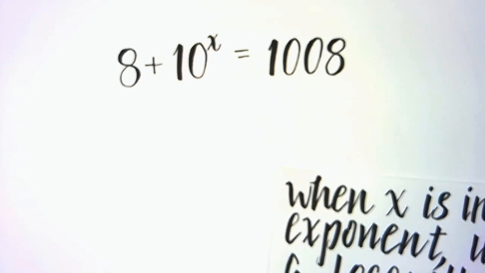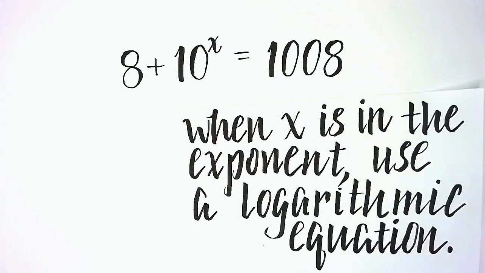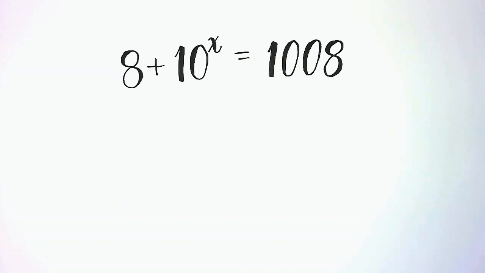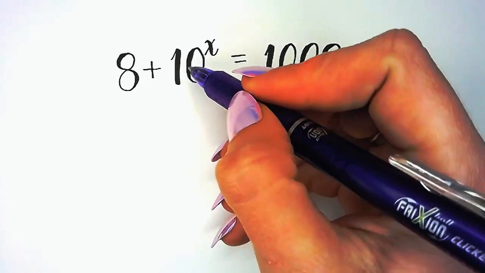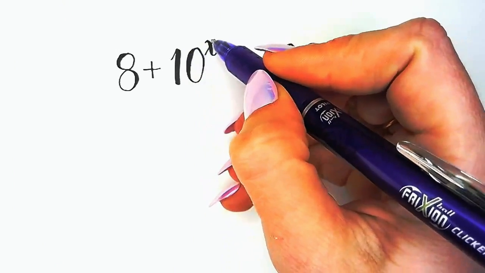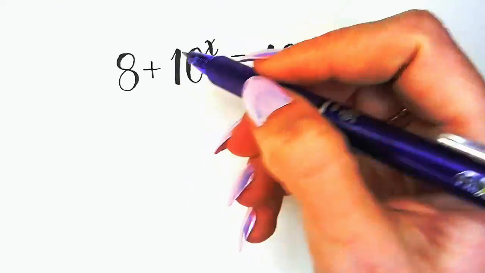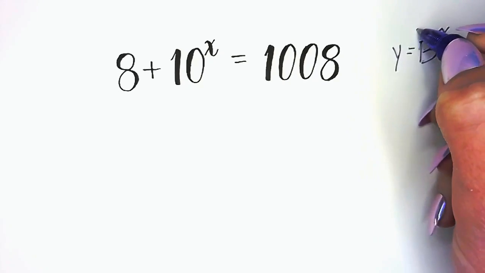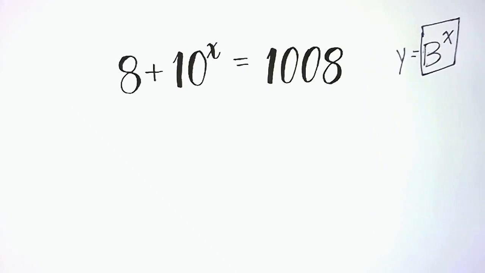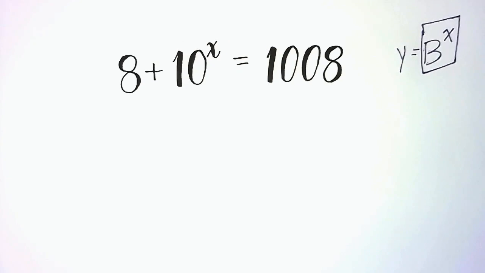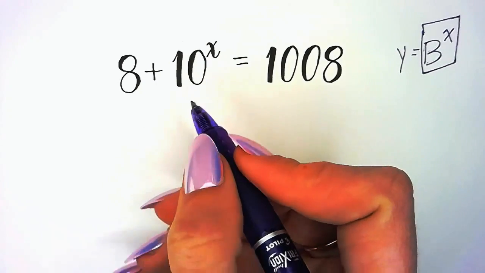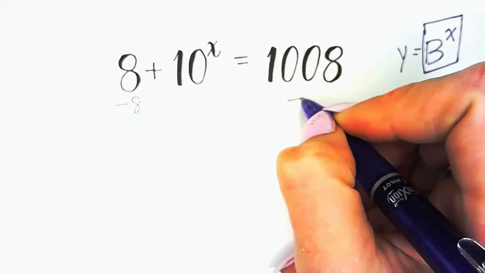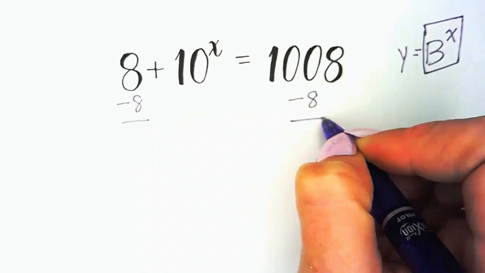Here again we have an x in an exponent, and the rule is the same rule: when x is in the exponent, use a logarithmic equation. However, before we can use a logarithmic equation, we need to isolate the base raised to the power. I need this piece to be alone. My exponential equation, b to the x, has to be alone before we can implement log. How do we get this alone? With some different inverse operations. We're going to start off with subtraction and subtract 8 from each side.